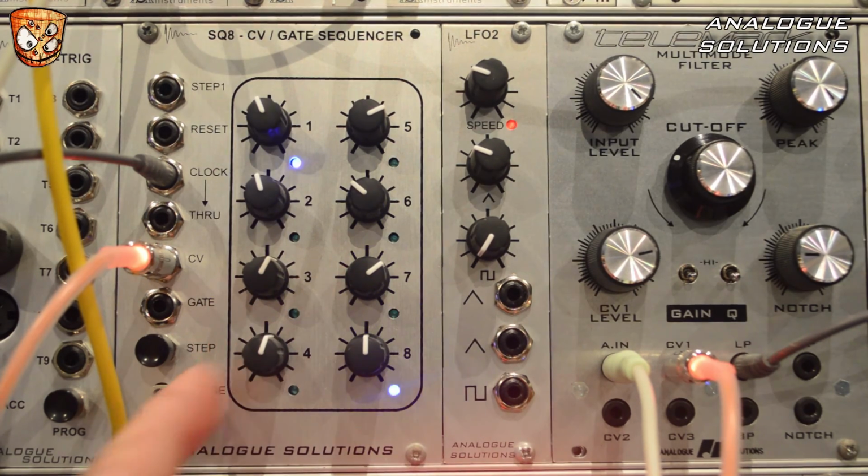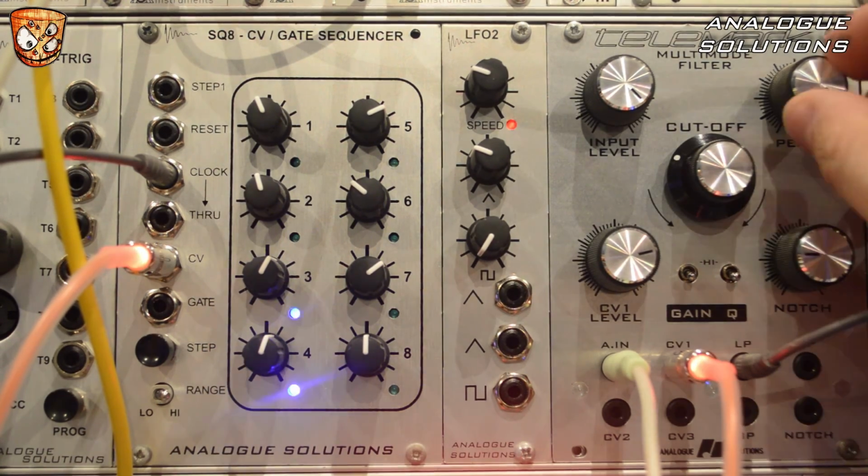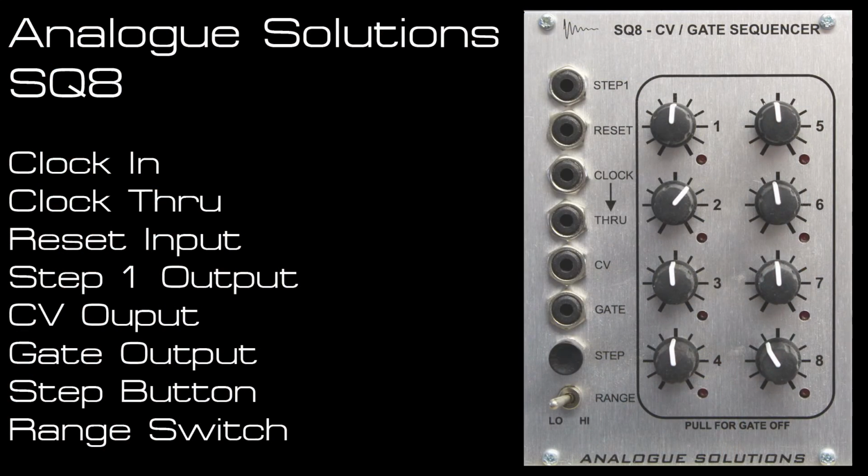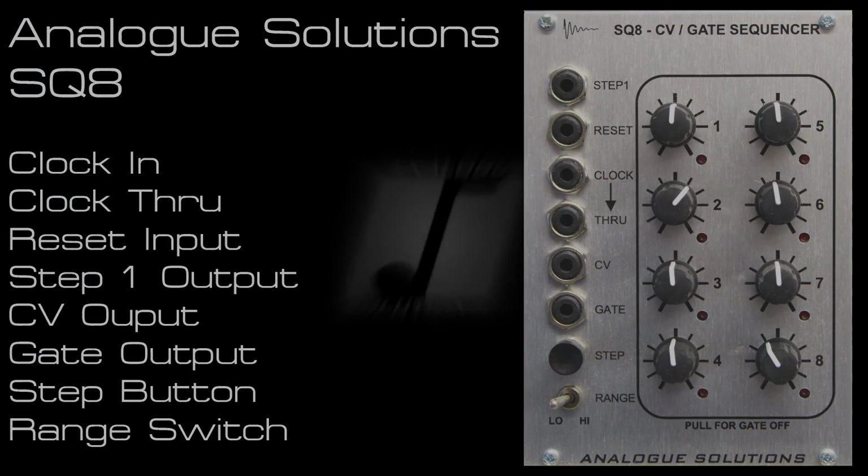So that's the SQ8 gate and CV sequencer from Analogue Solutions, a nicely feature packed module with useful additions such as the step button, step 1 output, range switch and clock through output.